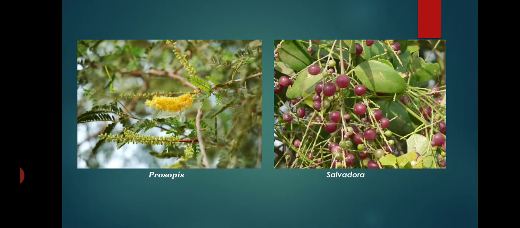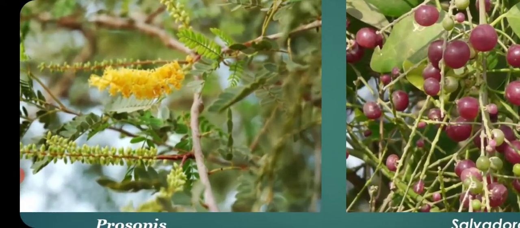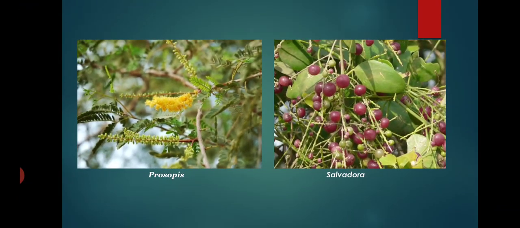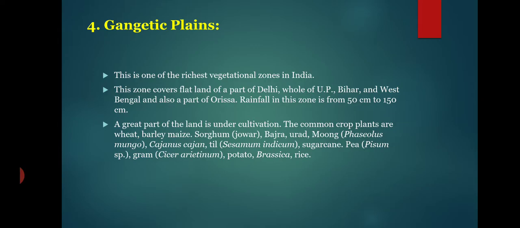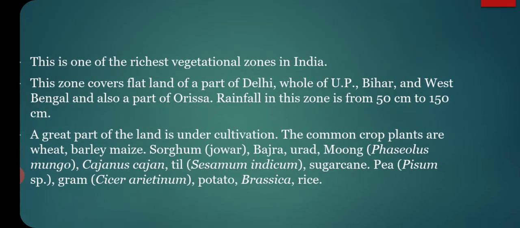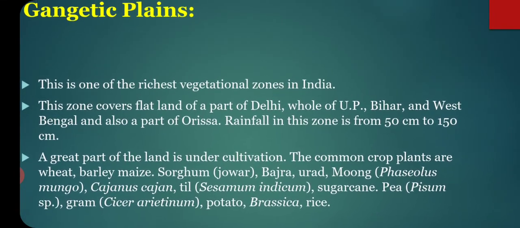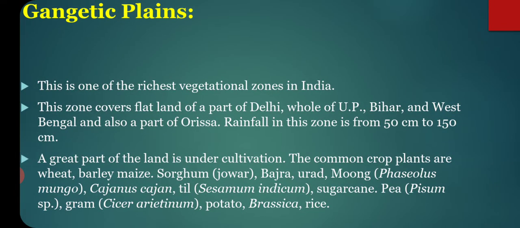So that is the toothbrush tree, that is Salvadora. Okay, Prosopis, this is very common. The flowers are extractive, or the species itself is like that of the acacia. And the Gangetic Plain, this is one of the richest vegetation zones in India. This zone covers flattened land of a part of Delhi, UP, Bihar, West Bengal, and also a part of Orissa.